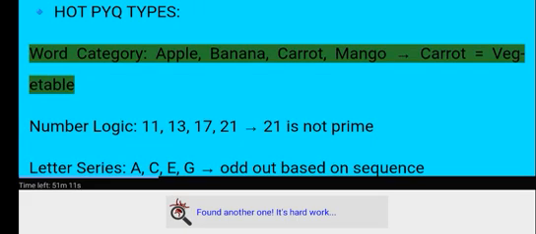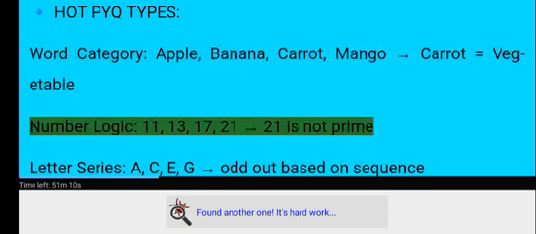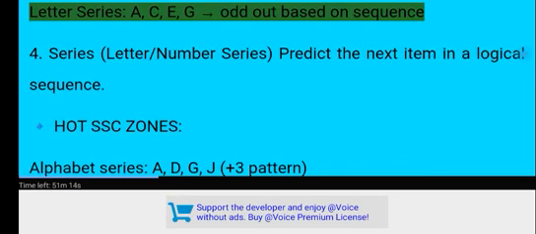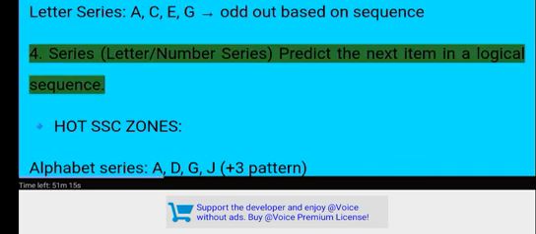Word category: apple, banana, carrot, mango → carrot equals vegetable. Number logic: 11, 13, 17, 21 → 21 is not prime. Letter series: A, C, E, G → odd one out based on sequence. 4. Series, letter and number series: predict the next item in a logical sequence.